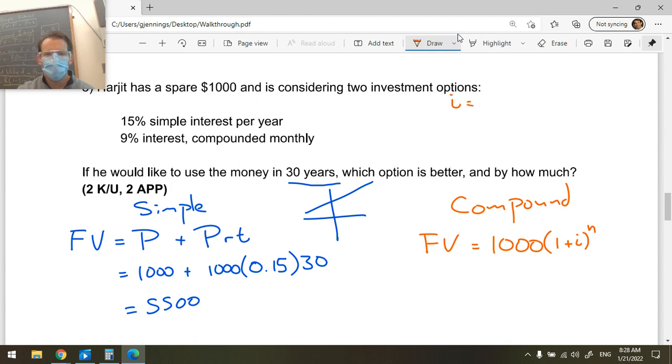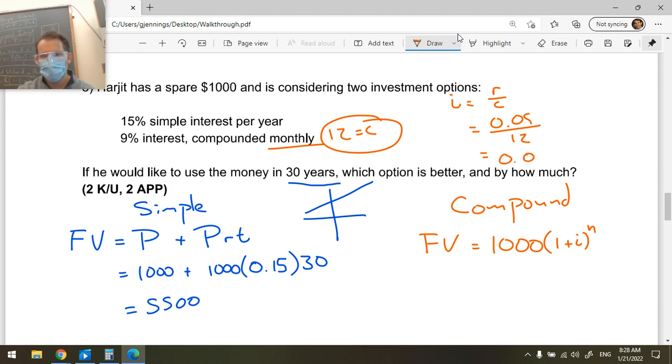I is the interest per compound period, and there's 12 of those, so C is equal to 12. There's 12 compounding periods per year, so I need to divide the interest by that. So interest is R divided by C. So in this case, it's 0.09 divided by 12, which works out evenly. It's 3 over 4, so that's 0.0075. You can check that on a calculator if you want. 0.09, that's the 9% interest divided by the compounding periods.